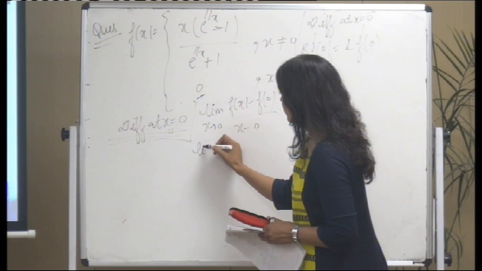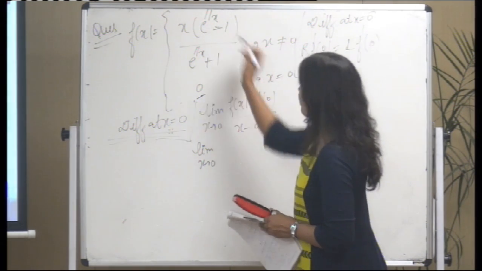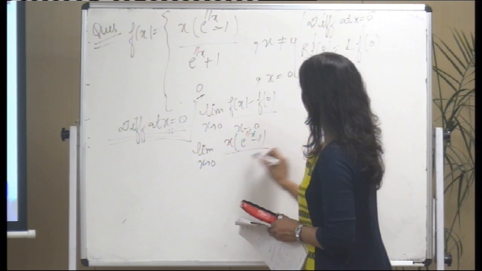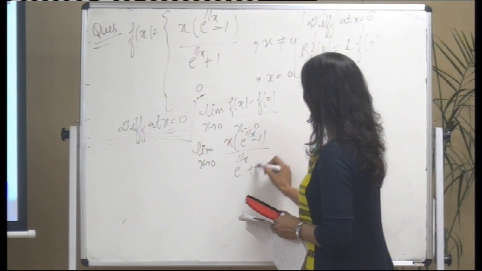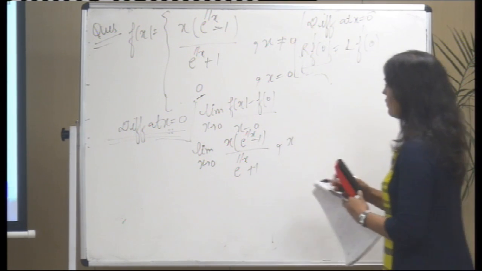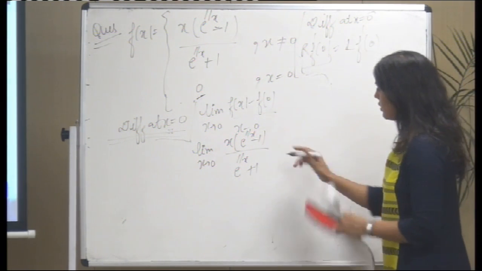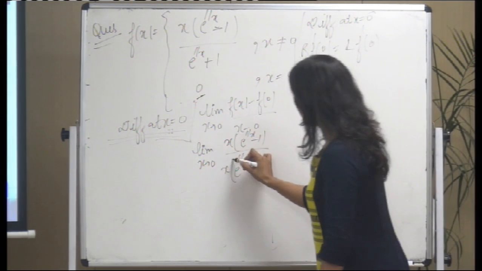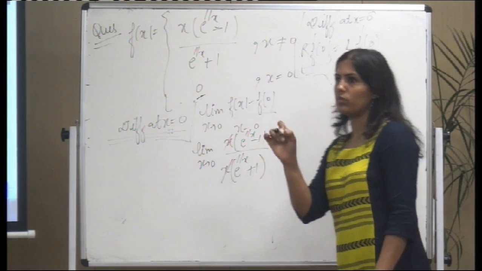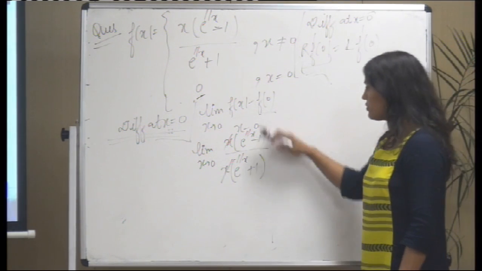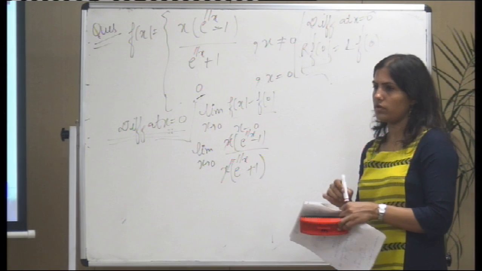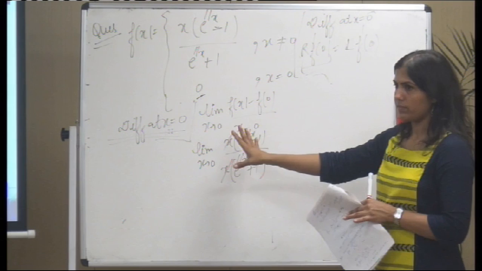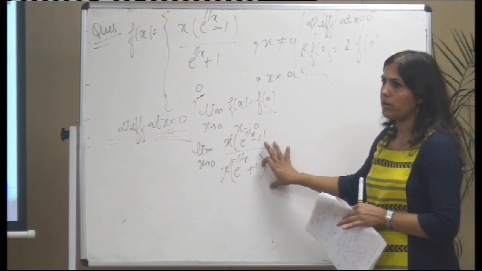So limit x tending to 0, f(x) value is x times (e to the power 1 by x minus 1) over (e to the power 1 by x plus 1). x will get cancelled. Now tell me, you were applying some formula. With the help of that formula, you tell me this limit now. I just want to check what you were doing. Now there is no x. Find the limit of this now.